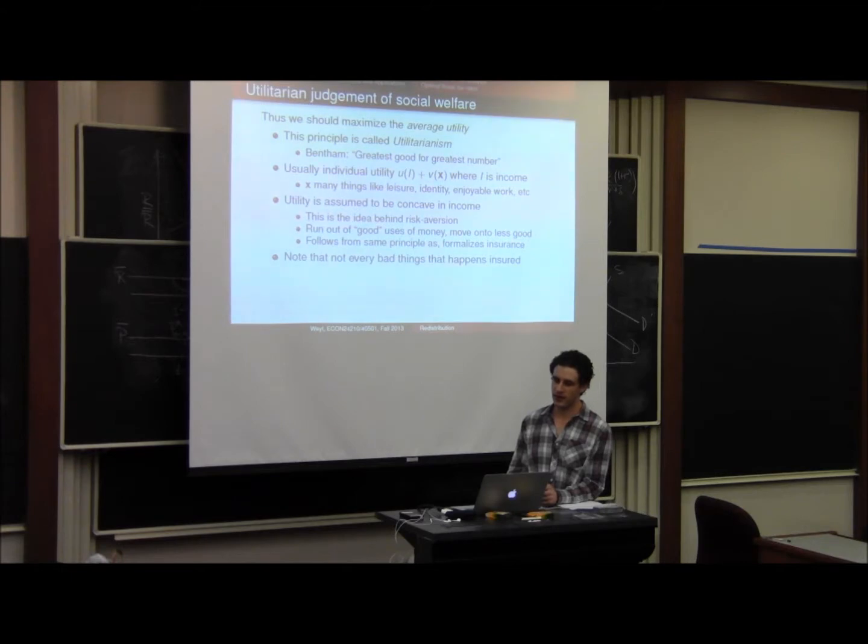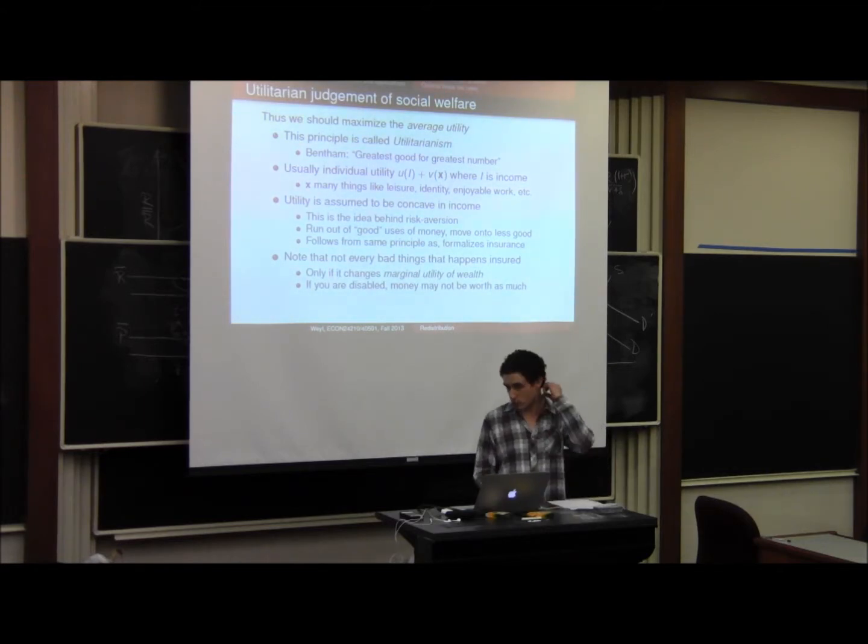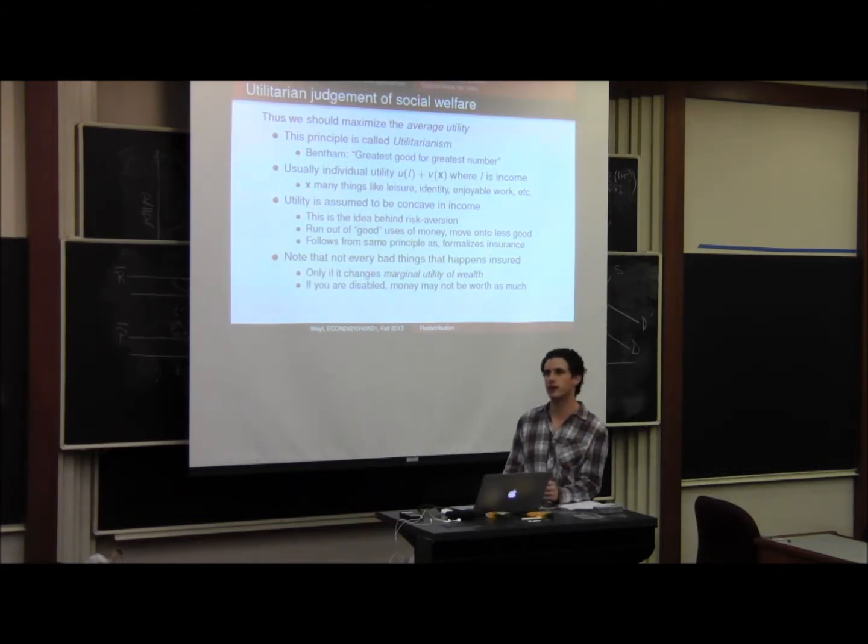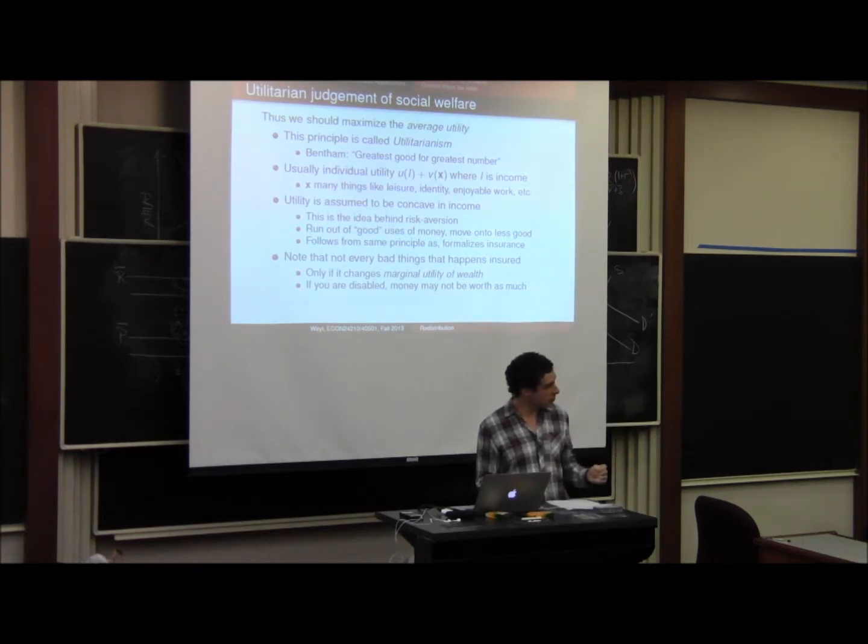So note that you don't necessarily want to buy insurance against every bad thing that happens to you, only to the extent that it changes the marginal utility you have of wealth. And in fact, someone who's disabled might not value money as much because they don't have as many things to do with it. So that's an example that I actually think is plausible of what Jose was saying.